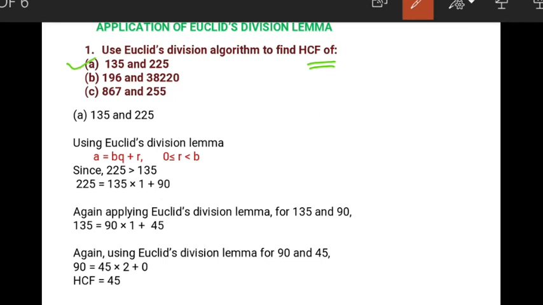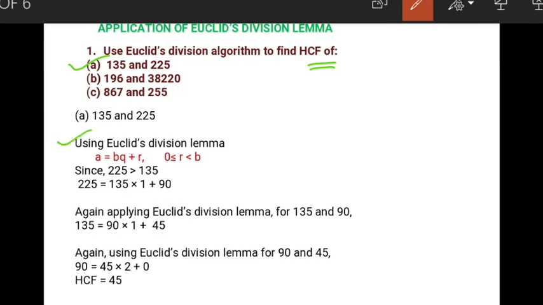So the first question is done for you. 135 and 225, two numbers are given. Here we need to find the HCF of 135 and 225. Without using the previous method, the method which we used to do by factorizing, we can use Euclid's division lemma to find the HCF of given two numbers. Let us see how it is used here.